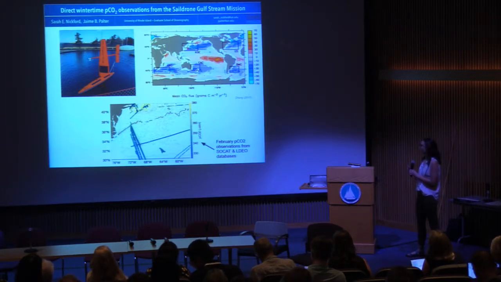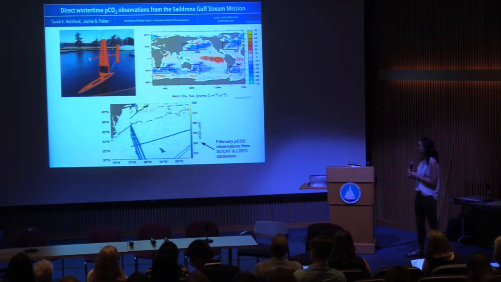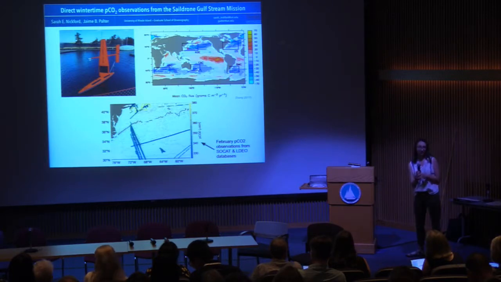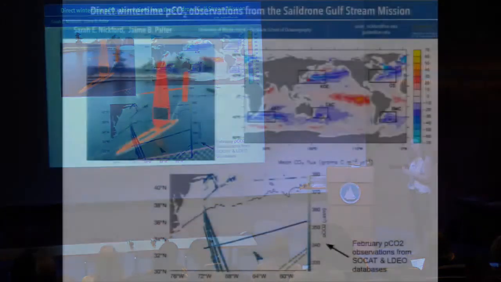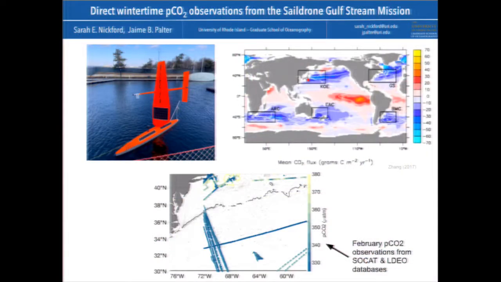On the bottom is February pCO2 from two databases, SOCAT and LDEO. These databases are used to inform climatologies of CO2 flux and delta pCO2. One reason why these observations are so sparse is because it is hard to sample in the wintertime due to storms. That motivates the use of autonomous surface vehicles such as Saildrone, which is pictured up on the left.